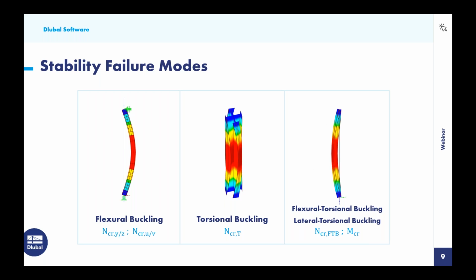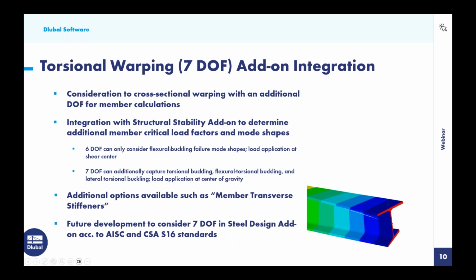The answer is to enable the 7th degree of freedom or warping. And we have an additional add-on within RFEM 6 called torsional warping 7 degrees of freedom. So this allows us to consider the cross-sectional warping with an additional degree of freedom for member calculations. And what's nice is that everything is integrated automatically, including both with the static analysis, but also the structure stability add-on to determine additional member critical load factors and mode shapes.